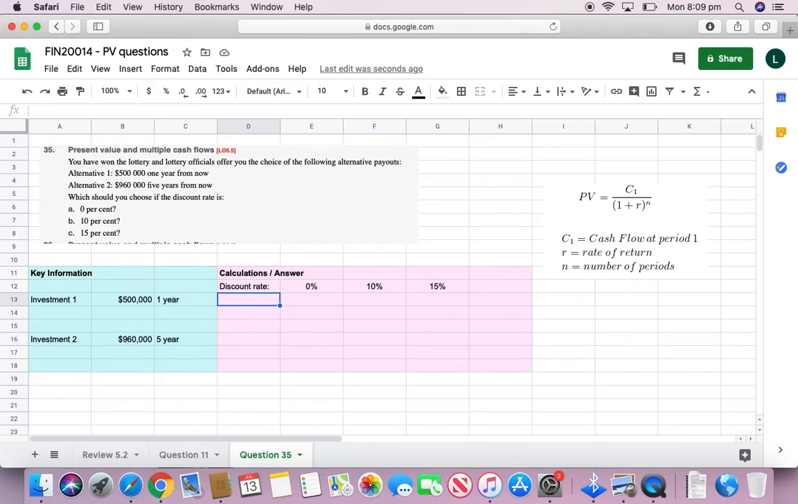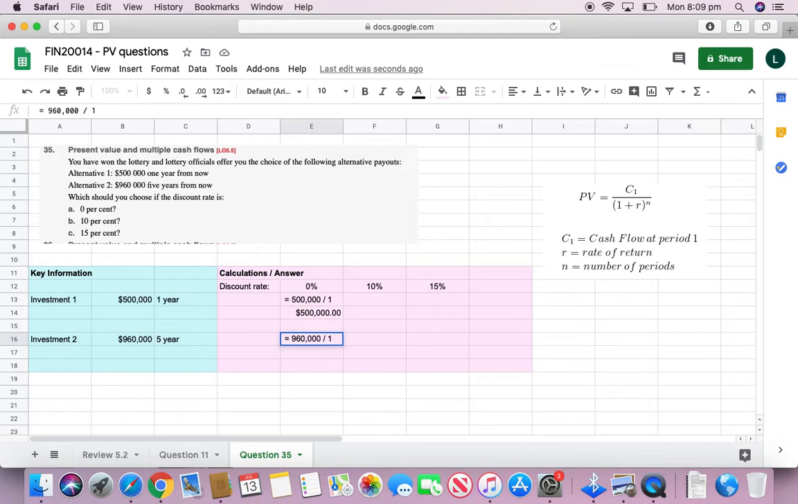So let's have a little calculation. Sorry about that. We're just doing the exact same formula over here. So we've got 500,000 over 1 plus the discount rate of 0, which equals 1. We don't need to do it to the power of anything because it's 1 year. Remember, 1 times 1 equals 1. Let's do that calculation. 500,000 divided by 1. So it's 500,000. That's our answer.